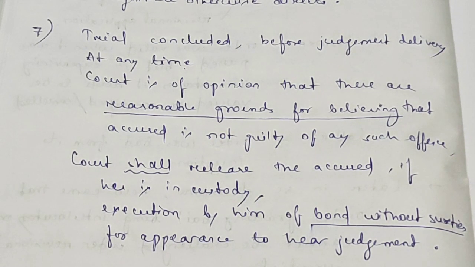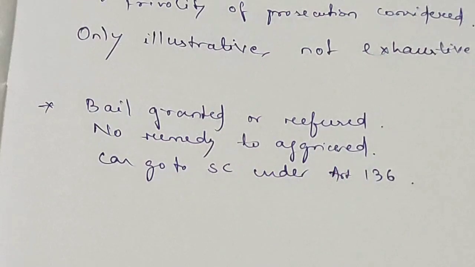Another important point: when a bail is granted or refused, there is no remedy available to the aggrieved person, no appeal or review. The aggrieved can go to the Supreme Court under Article 136 of the Constitution. So this is all about Section 437 of CrPC.